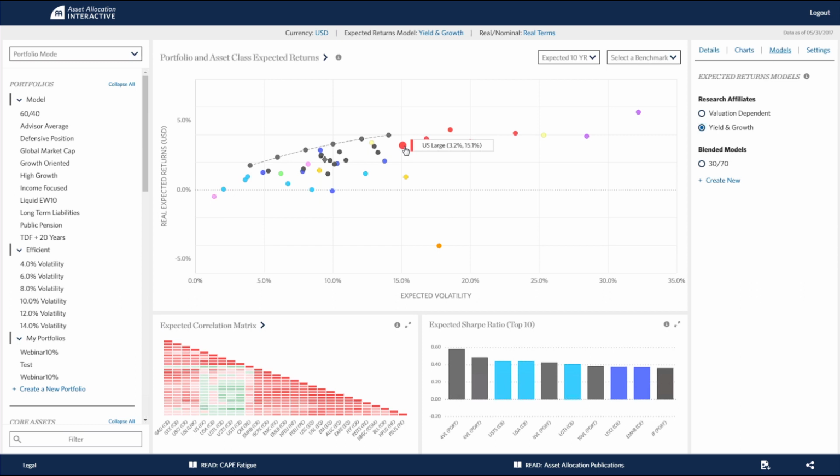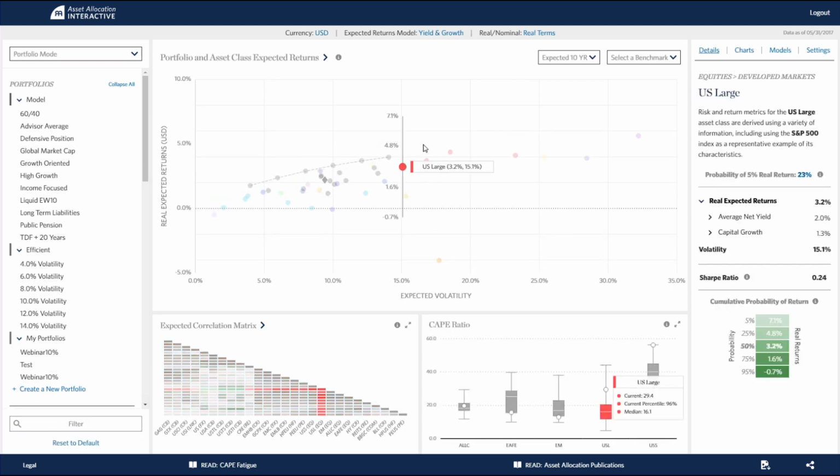And to prove a point, if I just click on the US large, we can see that the expected return is no longer 50 basis points, it's up to 3.2% because we no longer have that negative valuation change. This is a way of saying that you believe that prices today are not going to rise, but that they're going to stay constant into the future.